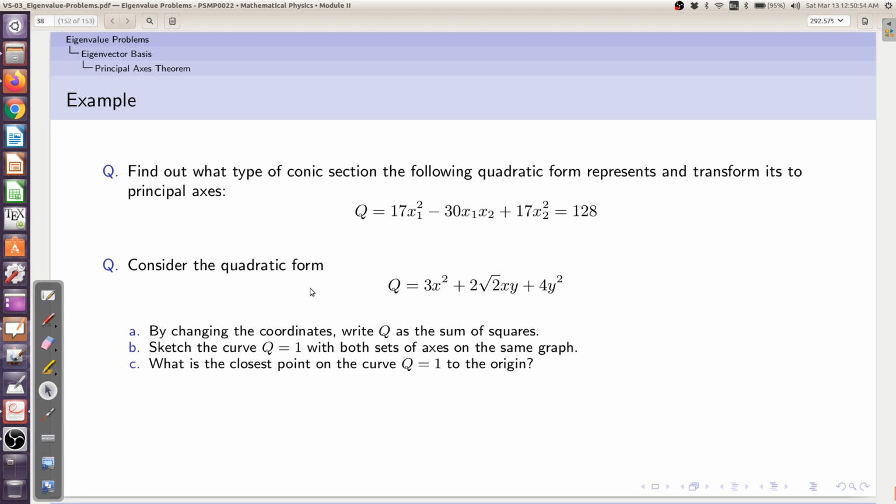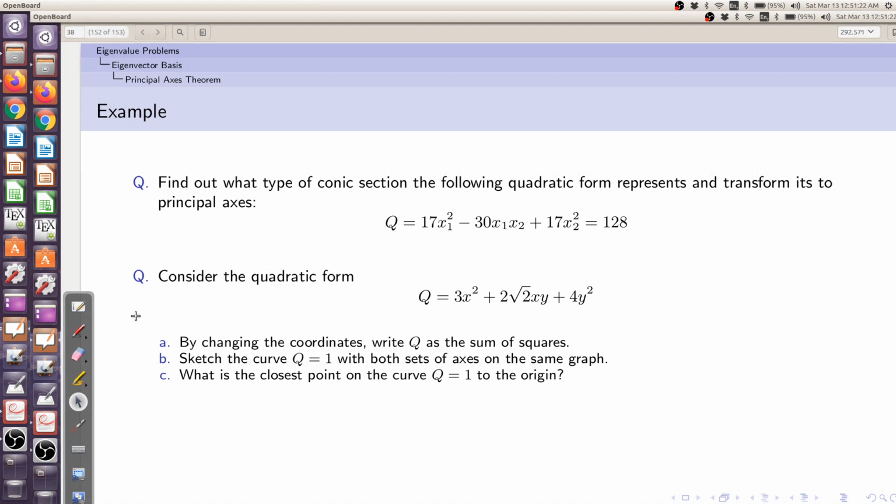We have to write q as a sum of squares, which is easy because sum of squares means there are no cross terms. No cross terms means that we are in the principal axis form. So all we need to do, just like in the previous case, is convert this quadratic form to the principal axis form. That itself will be the sum of squares form. Then sketch the curve q equals 1 for both sets of axes on the same graph, and find which is the closest point on the curve q equals 1 to the origin.